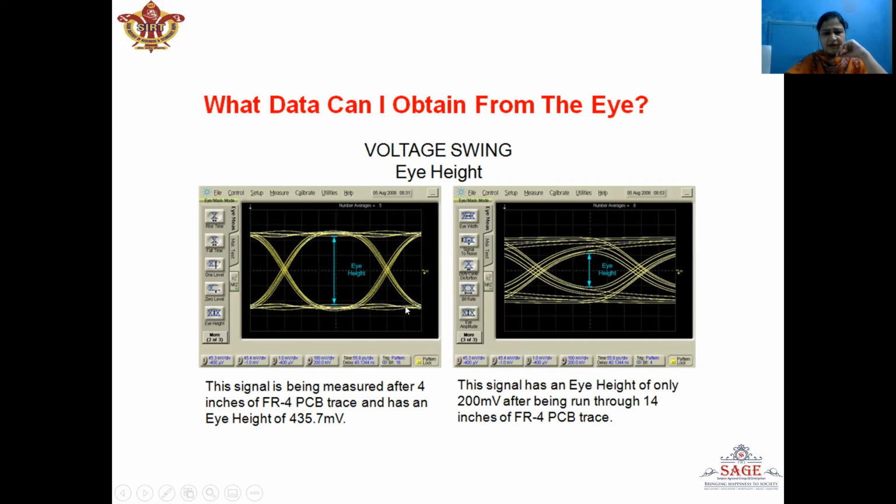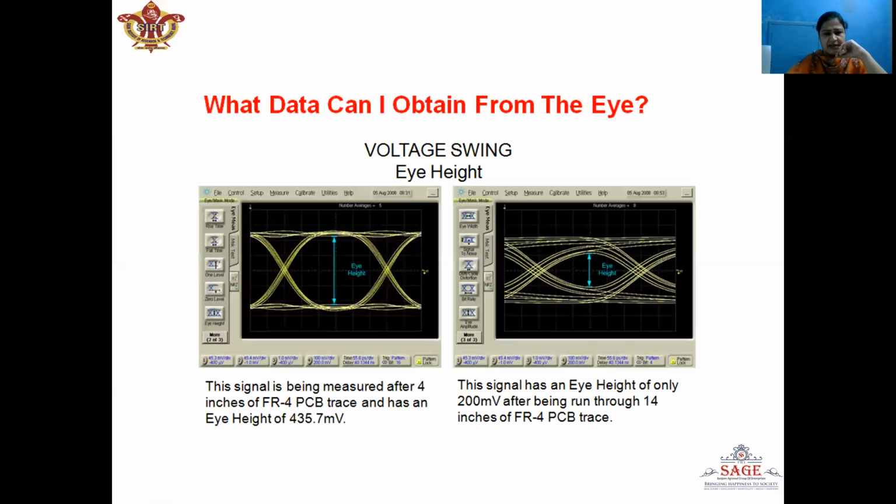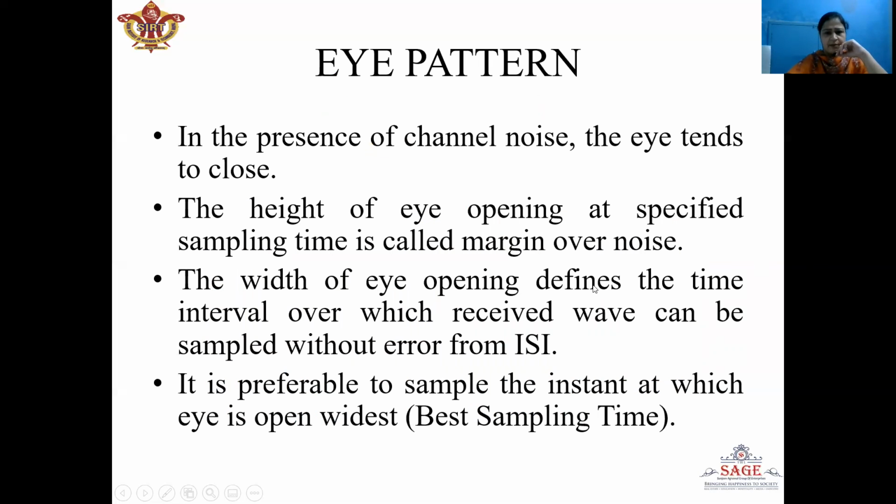Now here the effect of intersymbol interference is less, so the eye height is more. Whereas here we can see the effect of intersymbol interference is more, so the eye height is reduced. Now in the presence of channel noise, the eye tends to close. So thus we have seen in the previous diagram that as the effect of channel noise dominates, the eye height reduces. The height of the eye opening at a specified sampling time is called margin over noise.